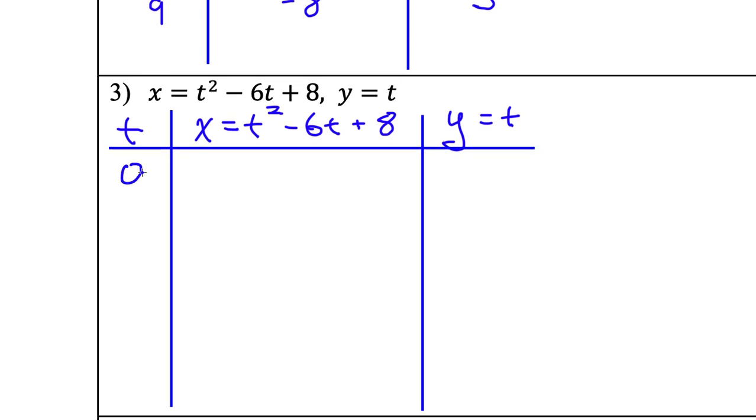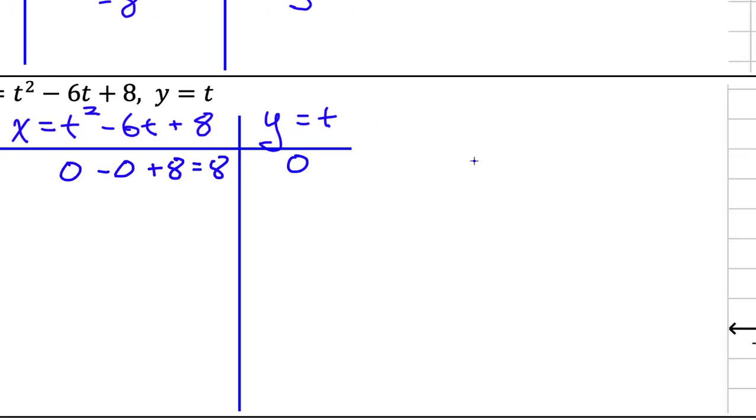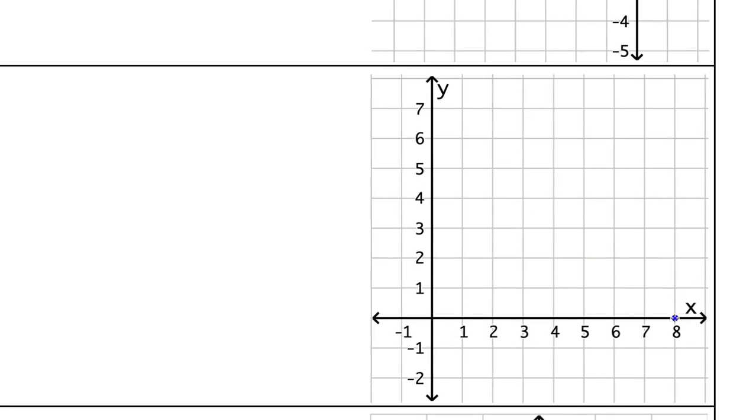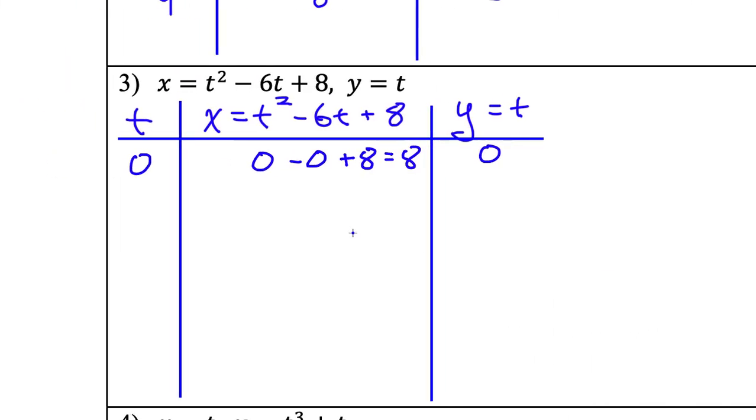Again, I'm going to probably choose 0. So 0 minus 0 plus 8 is, I'm going to write it down, 0 minus 0 plus 8 is 8. And then I just copy down the t value again. So 8 comma 0. 8 comma 0 is right there. What's another good value to check?